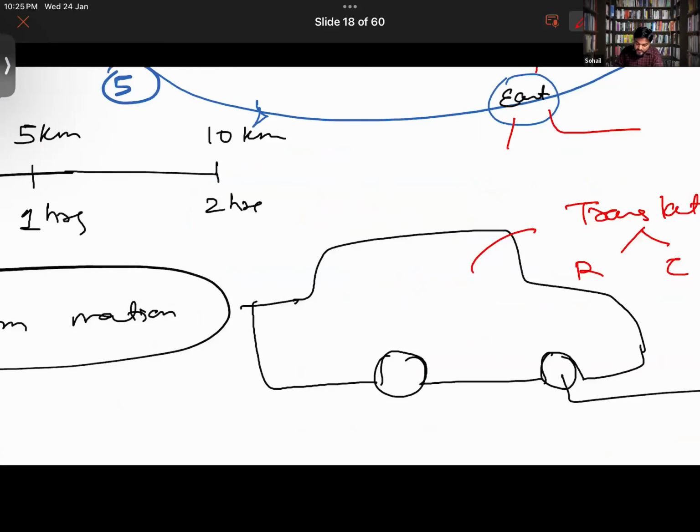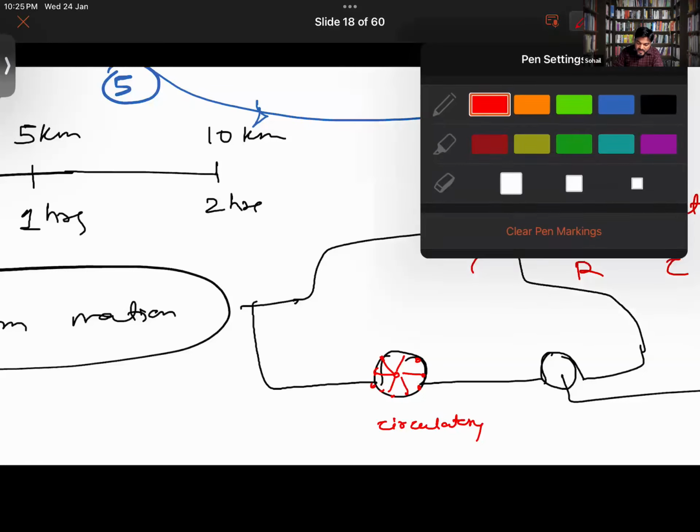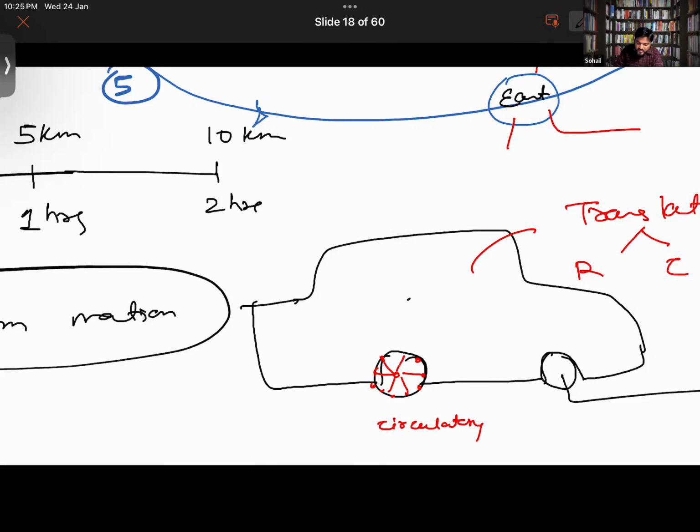Let me zoom it out. So when you look at the different parts of the vehicle, look at the tire. Every part of the tire is at a fixed distance from the center. So that is what we studied in circulatory motion. And then you look here that there will be one more wheel at the other side, isn't it? And they will be connected via an axle. So an axle is joining the two wheels.